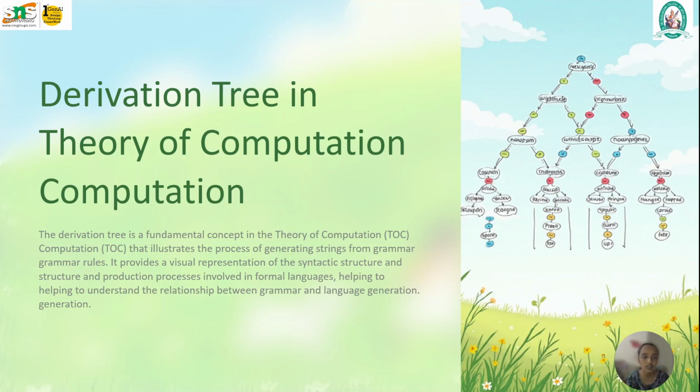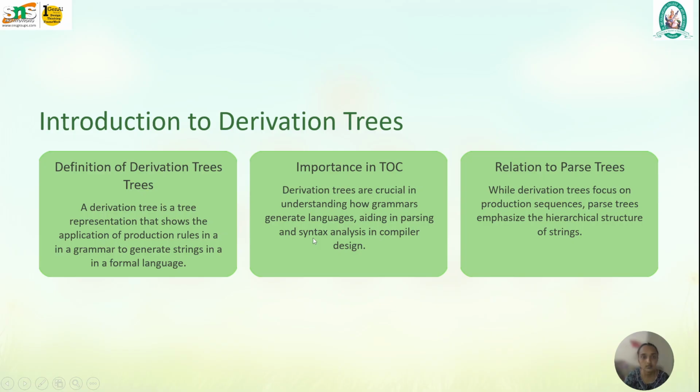Next, it helps us understand the relationship between grammar and language generation. Next, the introduction to derivation trees. First, the definition of derivation trees. The derivation tree is a tree-like representation that shows the application of production rules in a grammar to generate strings in a formal language. That is called the full explanation of a derivation.